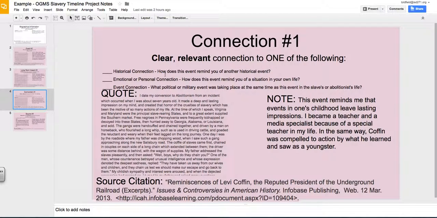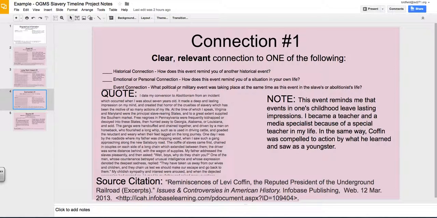You could also make a personal or emotional connection. How does this event remind you of a situation in your own life? Is there any connection you can make to your own experience? The other choice is an event connection. What political or military event was taking place at the same time as this event in the slaves' or abolitionists' life?